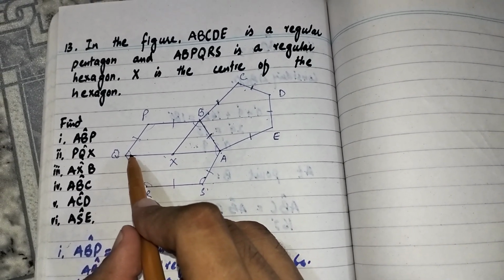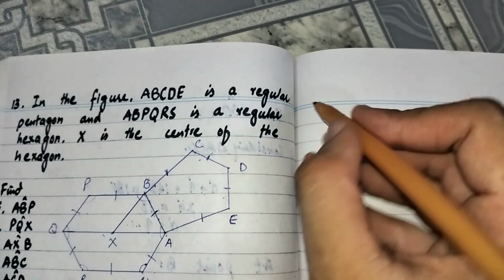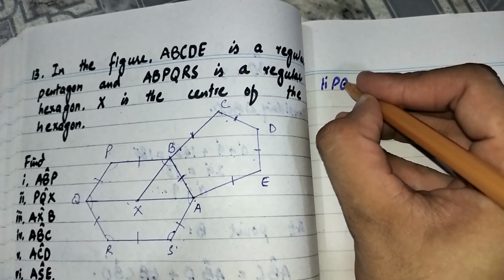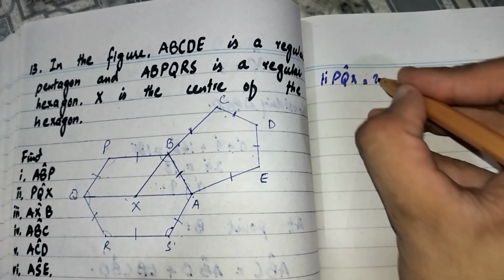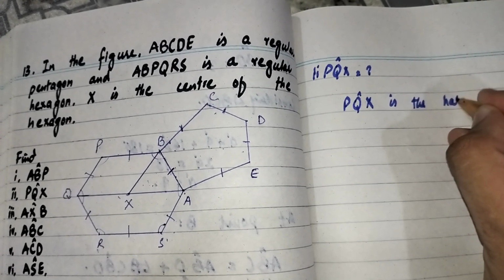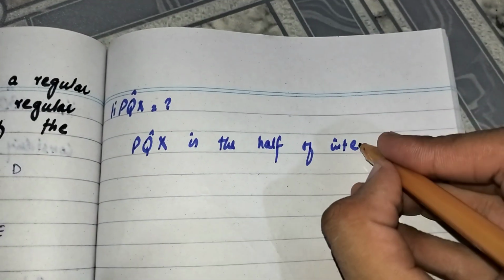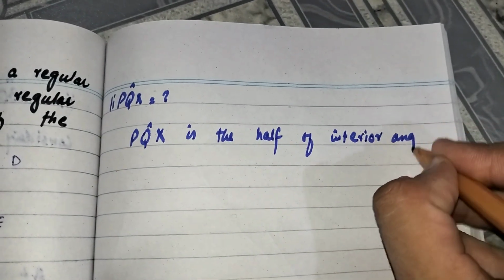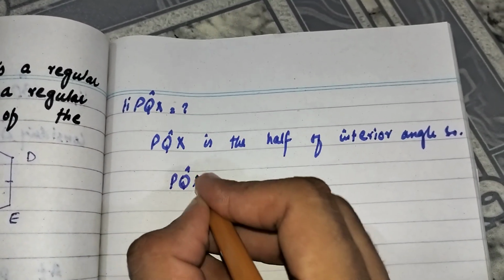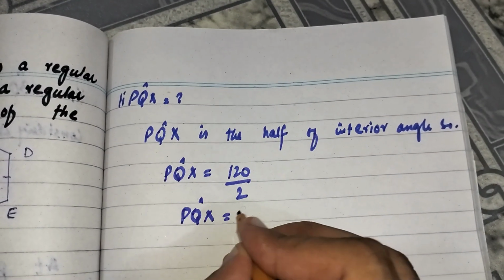This is the half angle of interior angle. So it means that PQX, in the second part we have to find PQX. PQX is the half of interior angle, so PQX will be equal to 120 divided by 2. PQX will be equal to 60 degree.